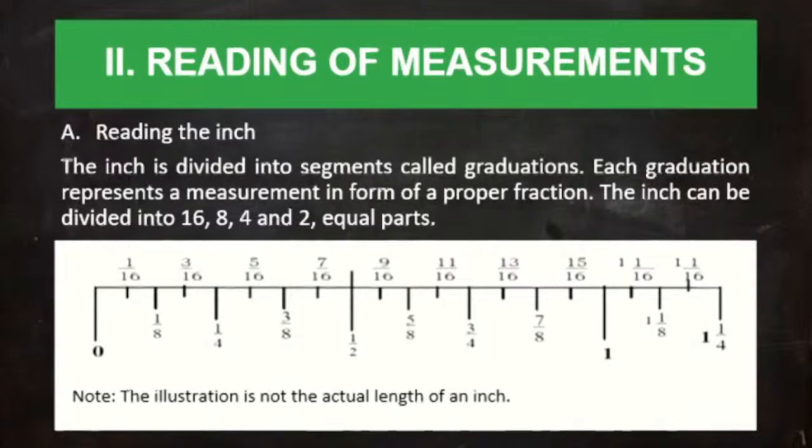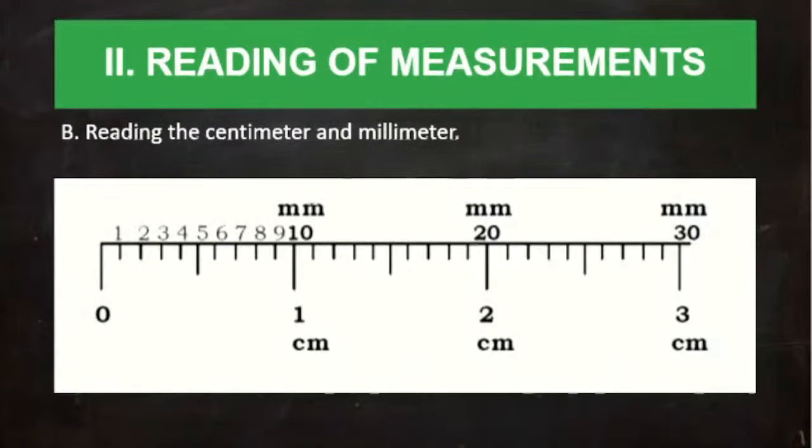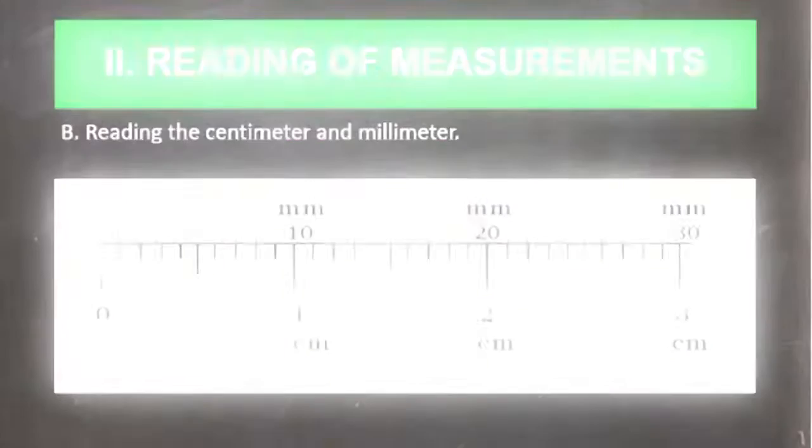Reading of measurements. Reading the inch. The inch is divided into segments called graduations. Each graduation represents a measurement in form of a proper fraction. The inch can be divided into 16, 8, 4, and 2 equal parts. Note, the illustration is not the actual length of an inch. Reading the centimeter and millimeter. 1 centimeter is equivalent to 10 millimeters.